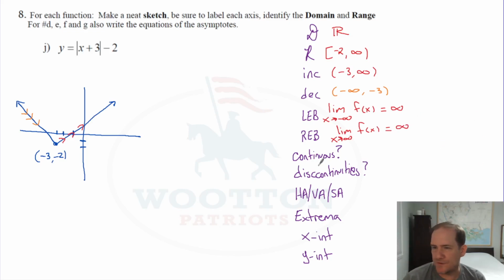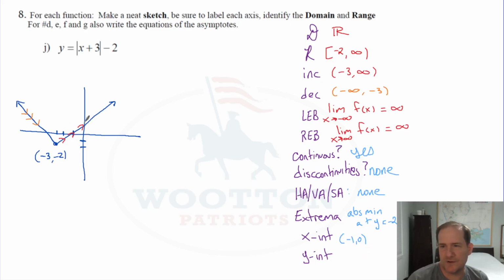Okay, so now are we continuous? Yes. So what's that mean about discontinuities? It means there are none. What about our asymptotes? None. What about our extrema? We've got an absolute minimum at y equals negative 2. So no other extrema that I can see. So who's our x-intercept? Looking like it's negative 1, 0. Who's our y-intercept? Looking like it's 0, 1. And that's it. That's how I would deal with this absolute value guy.